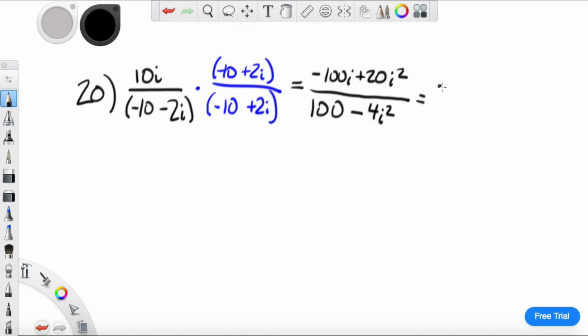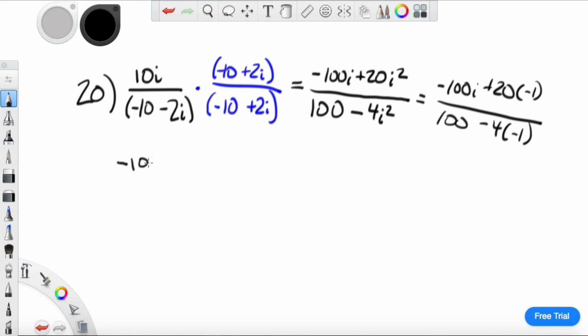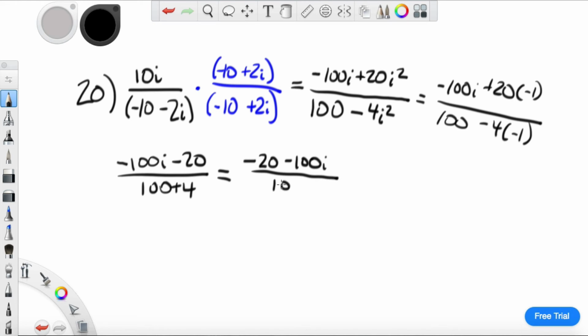So this is going to end up being -100i plus 20 times -1 over 100 minus 4 times -1. Okay? Which is going to give me -100i minus 20 over 100 plus 4. And remember that thing I was saying? With complex numbers, the real part always comes first. So this ends up being -20 minus 100i on top over 104.